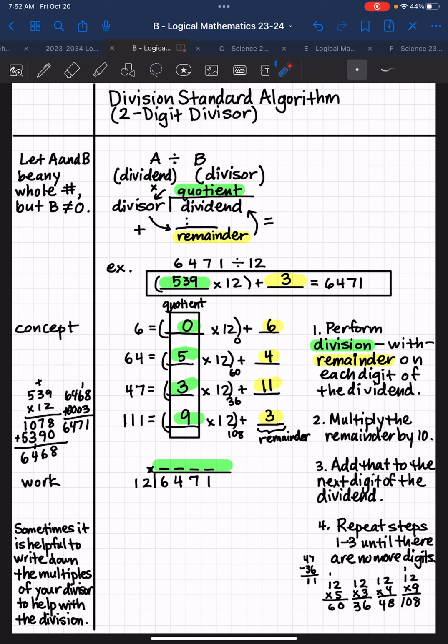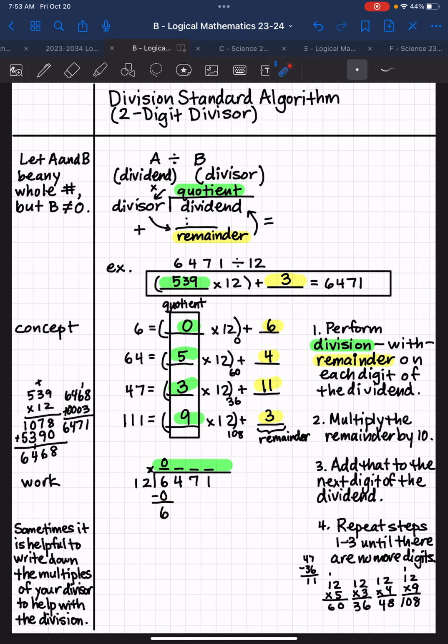So what number times 12 won't pass 6? Well, if we're dealing with 0 through 9, it's only 0. So I'm going to put a 0 here. 0 times 12 is 0. So that 0 that I had right here, I'm now going to write right underneath the 6. And I'm going to subtract 0 from 6, or ask 0 plus what number equals 6? And that answer is 6. You see that the remainder that I have right here is now right there, okay?